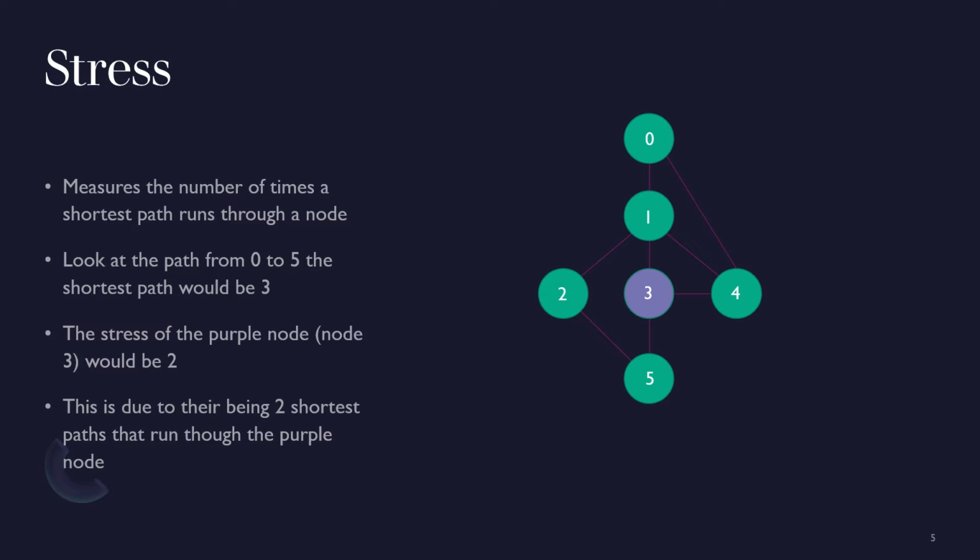So we're going to start off by looking at stress centrality and how to calculate this. Stress centrality is the measure of the number of times a shortest path runs through a specific node. In this case, we're going to look at traveling from node 0 to node 5. The shortest path possible is 3 edges to get from 0 to 5. And the stress when looking at, let's say, the purple node, node 3, would be 2, since there are 2 shortest paths that travel through this. Those shortest paths would be 0, 1, 3, 5, and 0, 4, 3, 5.